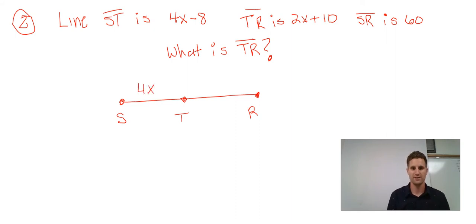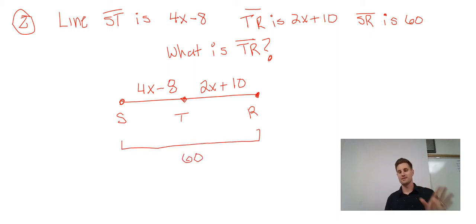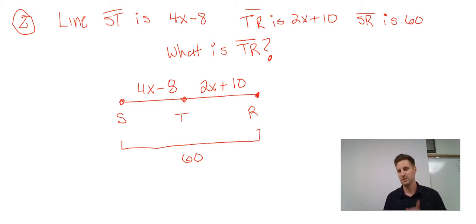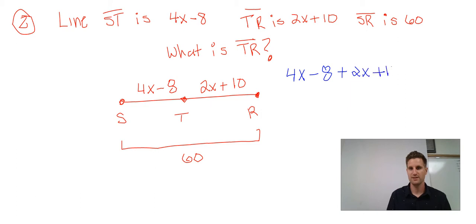So we got 4x minus 8. We got 2x plus 10. And then the whole thing is 60. Now, ST and TR are not congruent to each other, at least as far as I know, so I cannot set them equal to each other. Instead, I'm going to use the segment addition postulate. So we're going to add both of the two smaller segments together and set it equal to the large segment.